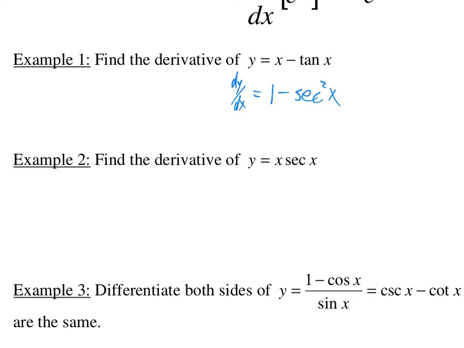If you want to keep going, do you know what 1 minus secant squared would equal? Negative tangent squared. Of course. Remember, it's 1 plus tangent squared equals secant squared. So if you subtracted the secant squared over to that side, you'd have to subtract the tangent squared over to the other side.